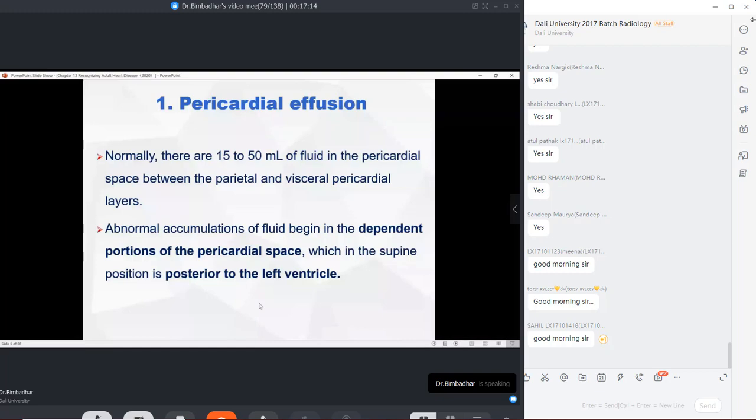Simple, right? Okay. Since there is a blunting of a costophrenic recess in the pleural effusion, we will be talking exclusively about the pericardial space. But it is not blunting of the cardiophrenic angle. So don't misunderstand it that way.